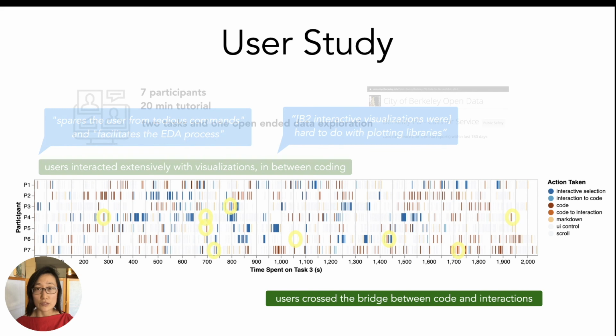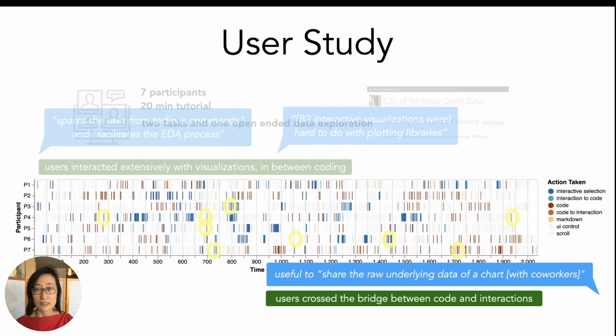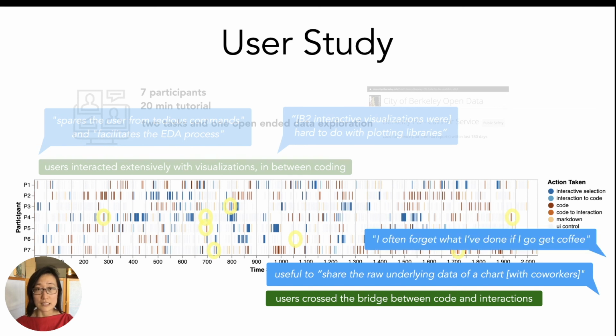Another pattern that we've noticed is that users really engage with B2 to cross the bridge, so to speak, between the coding land and the interaction land. Some of them commented that it's often the case that their colleagues wanted to not only see the visualizations, but the underlying data and even code, and B2 made that really easy for them. And another commented that the ability for B2 to reify their interactions into a persistent form was super helpful for them to remember what was going on if they left their task for a while, for instance, for a coffee break or a lunch break.